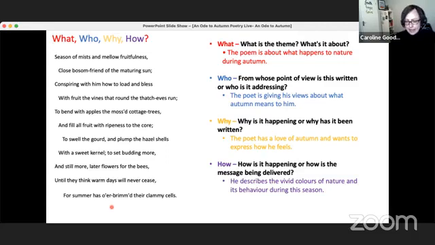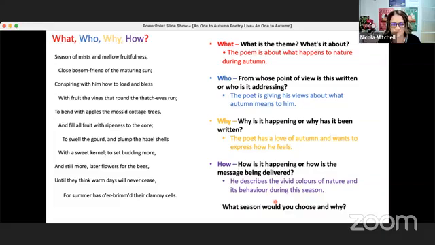How is it happening, and how is the message being delivered? The poet describes the vivid colours of nature and its behaviour during this season. Okay, brilliant, so thank you.